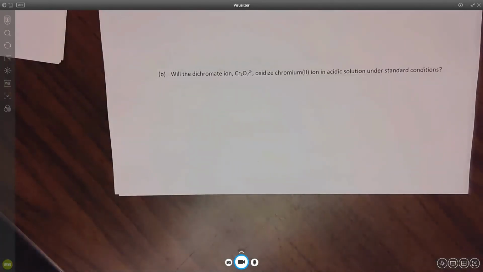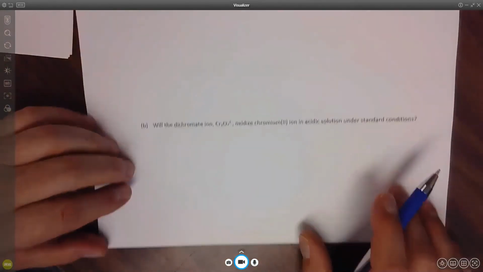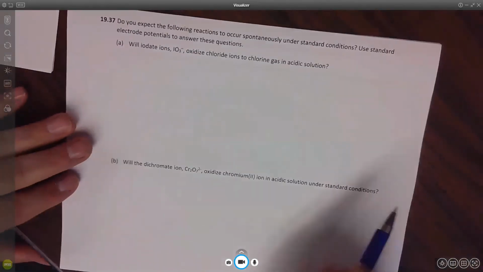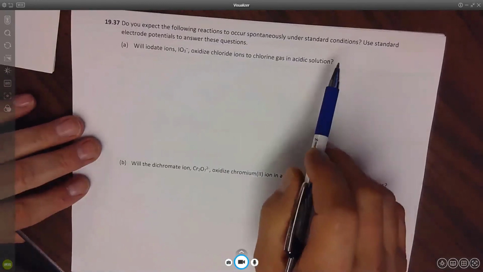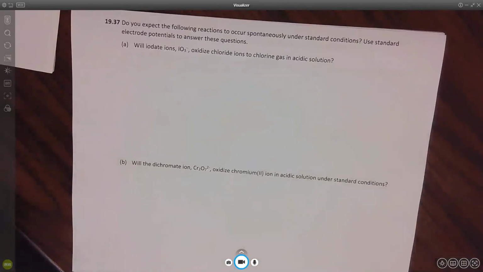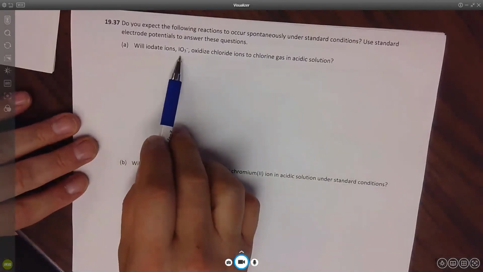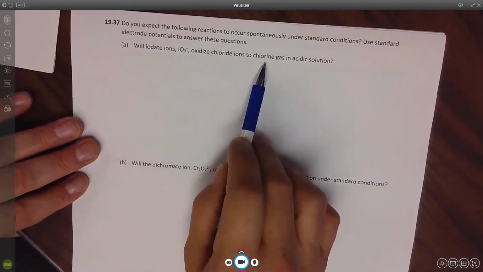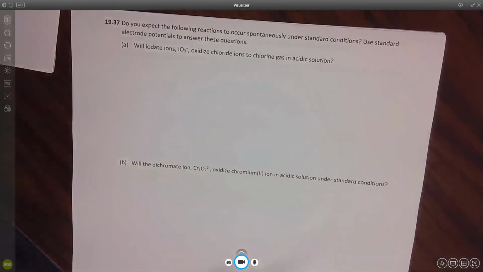Okay, let's try another. So this will be number 37 out of chapter 19. And it says, do you expect the following reactions to occur spontaneously under standard conditions? Use standard electrode potentials to answer these questions. So it says, will iodate, IO3 minus, oxidize chloride ions to chlorine gas in acidic solution? So how would you go about answering these questions?